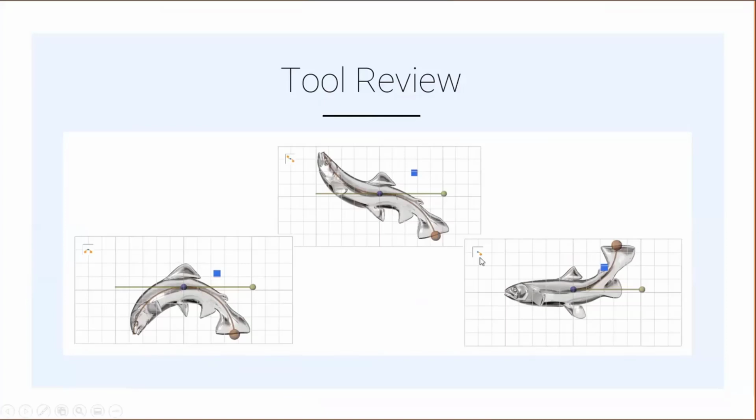You also have the option to just utilize a one-sided bend. So I just want to bend that tail of my fish. I can select that one-sided bend just to bend that tail.